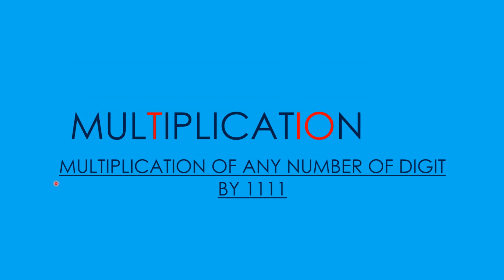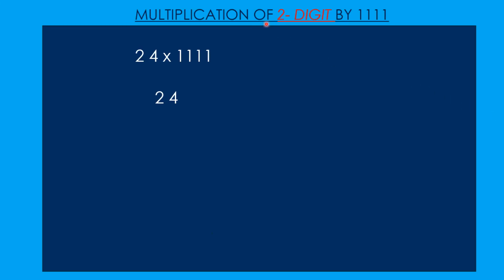Okay, now multiplication of any number of digits with 1111, when there are 4 ones. So first take an example, multiplication of 2 digits by 4 ones, 1111. So simply what you do is you just write down the number 24. Okay, so now we are going to put the number of zeros in front of 24 and at the back of the number 24. So here how many digits are there in 1111? There are 4 digits. So 4 minus 1 is 3.